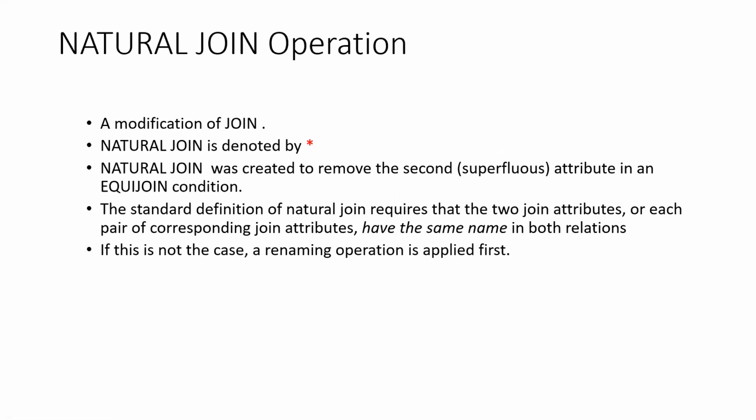Natural join operation. The next relational algebra operator is natural join. It is a modification of join, usually denoted as star. In some textbooks, it is denoted by other notations, but we can study this notation, that is star.